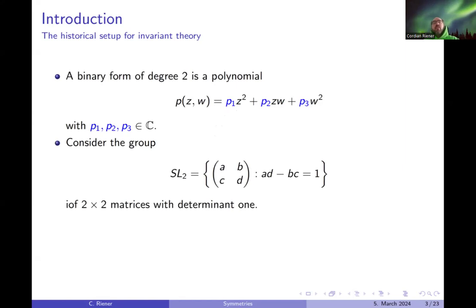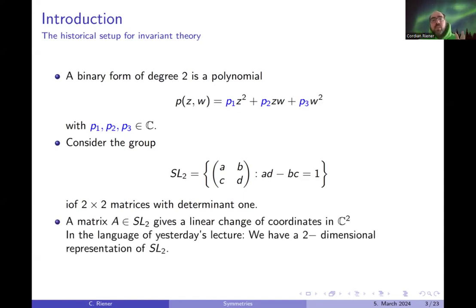Now, there is a very interesting group. This is the following group, namely the special linear group of order 2, which is all the 2 by 2 matrices with determinant 1. Okay, so this is a group you have maybe seen already in your life. And this group gives a linear change of coordinates on the two-dimensional vector space C2. So this acts just by change of coordinates.